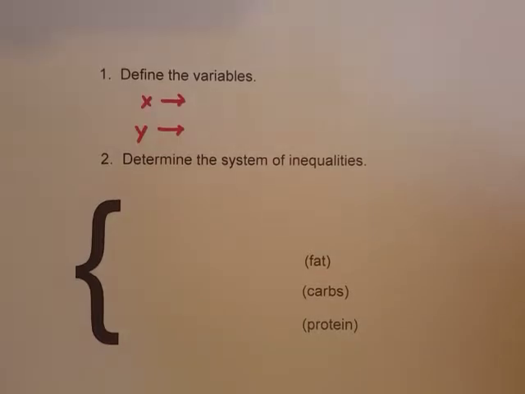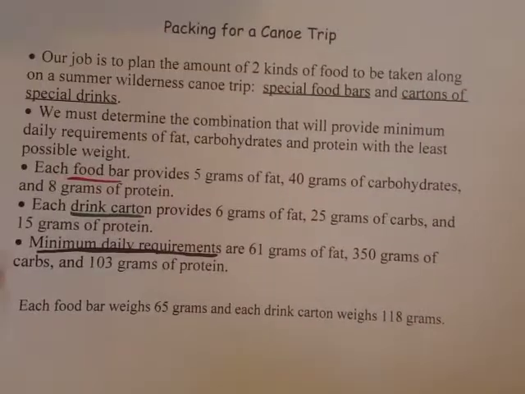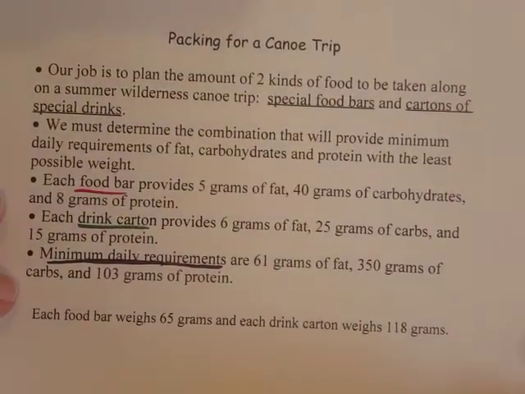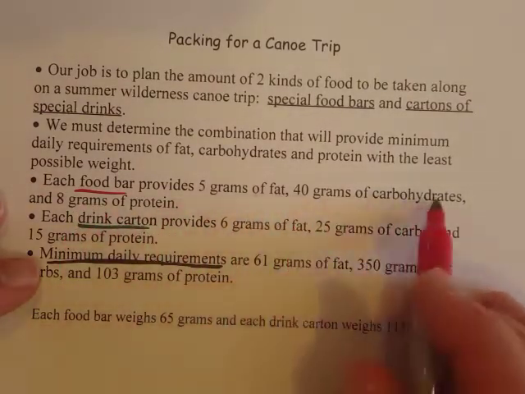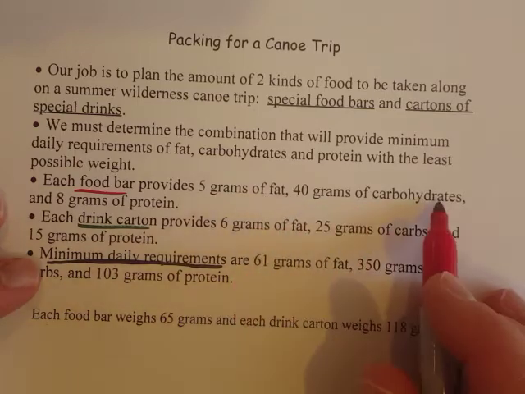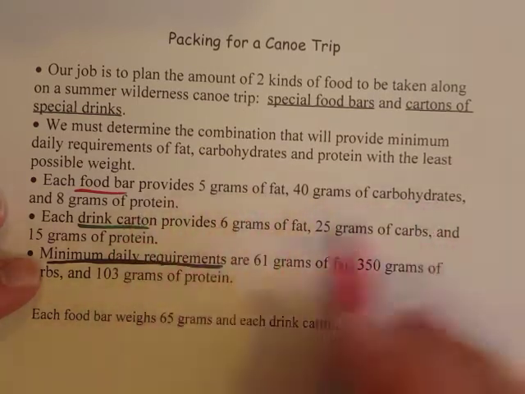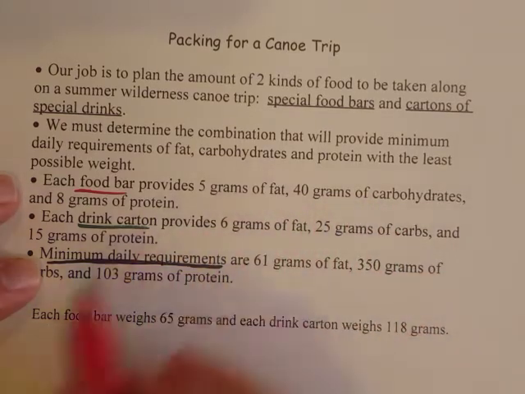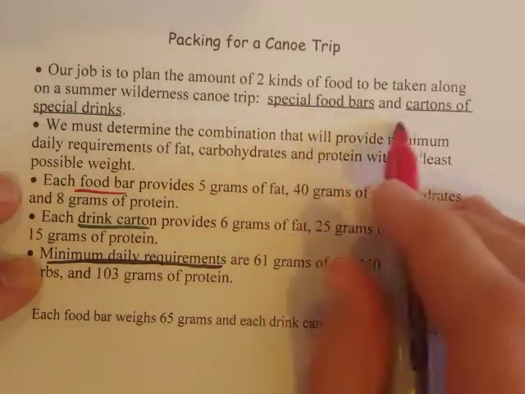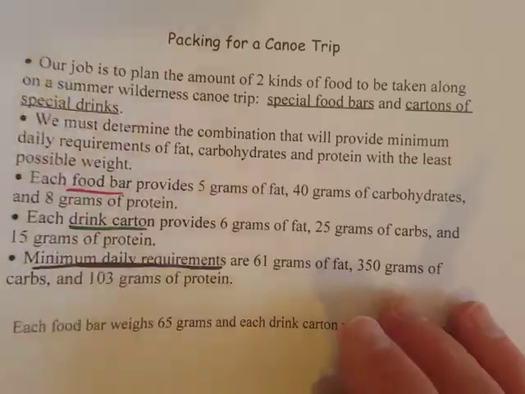So if I look back at this one, I've got to think about what sort of things come in a pair. Now, when you look at these food bars and you see fat, carbs, and protein, that can't be it because there are 3 things in that case. So we're going to ignore that part. The part that comes in a pair in this case is the food bars and the drink cartons.